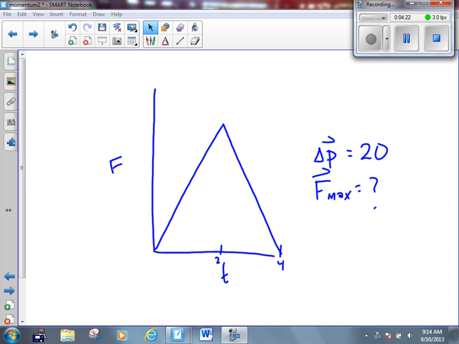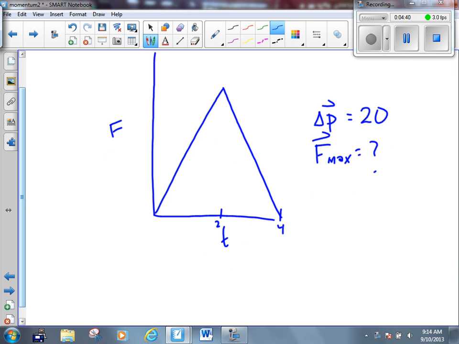I think I heard a 5. Did I hear a 5? Who says 5? Who says 5 is the correct answer? All right, who says 10 is the correct answer? Okay, a few more people say 10 than 5. Let's take a look at it here.